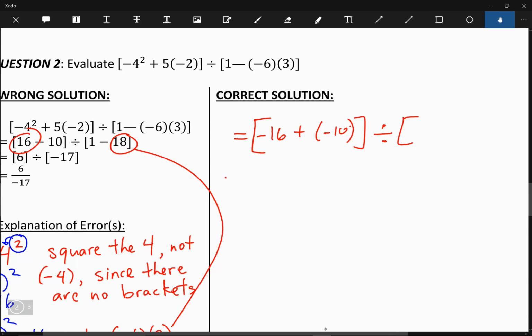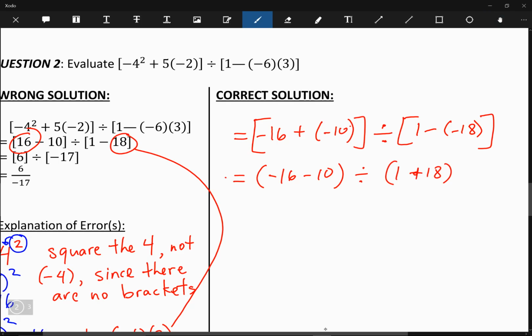Okay, and then we do 1 minus negative 18 and close the square bracket. All right, simplify what's inside here. So negative 16 plus negative 10 becomes negative 16 minus 10. So plus minus, opposite signs become minus. And then we divide by 1 minus negative 18. So the same signs become plus. So 1 plus 18. Okay.